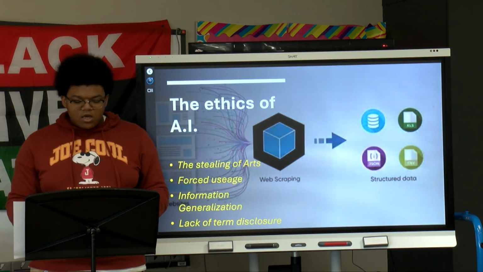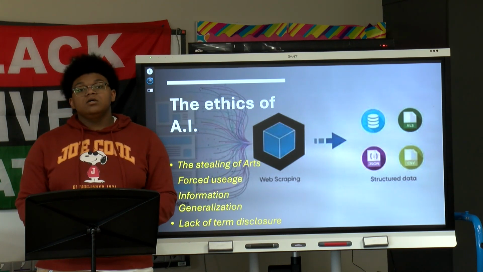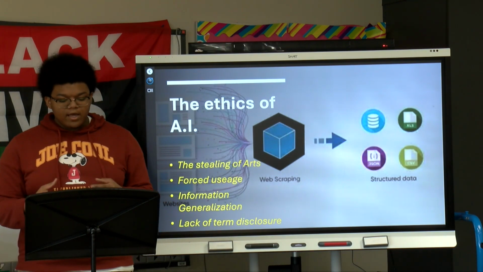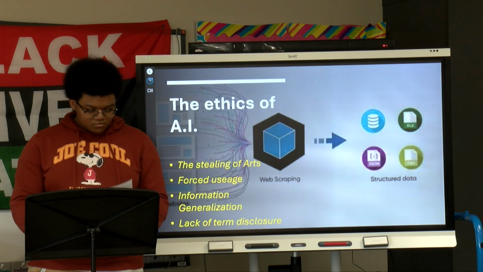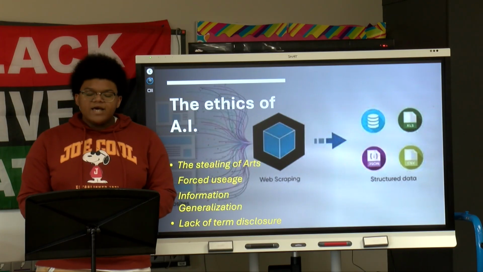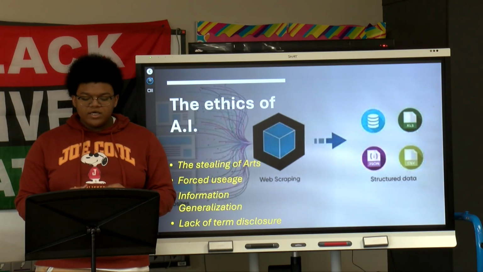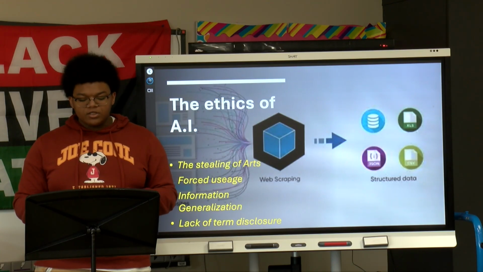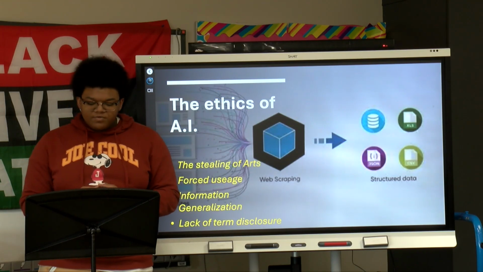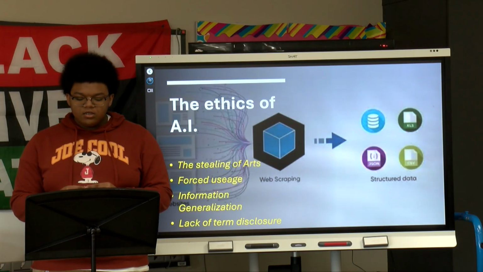Now that we understand it, we must question it: the ethics of AI. As stated before, generative AI uses data in a limited pool, but the data in the pool is usually never ethically sourced. Most generative AI systems use human-made content non-consensually.